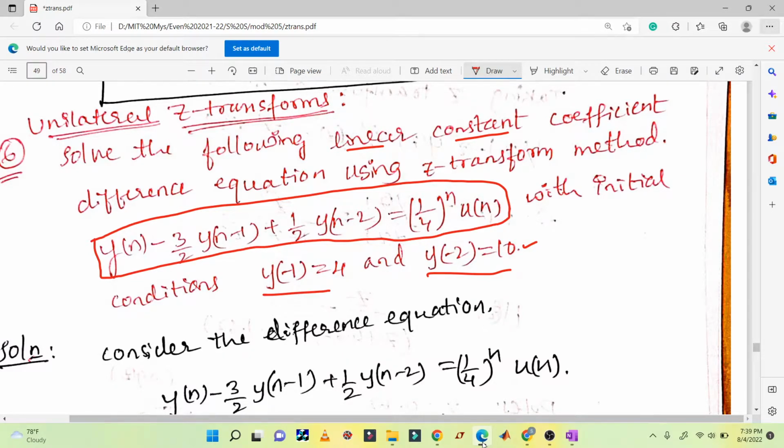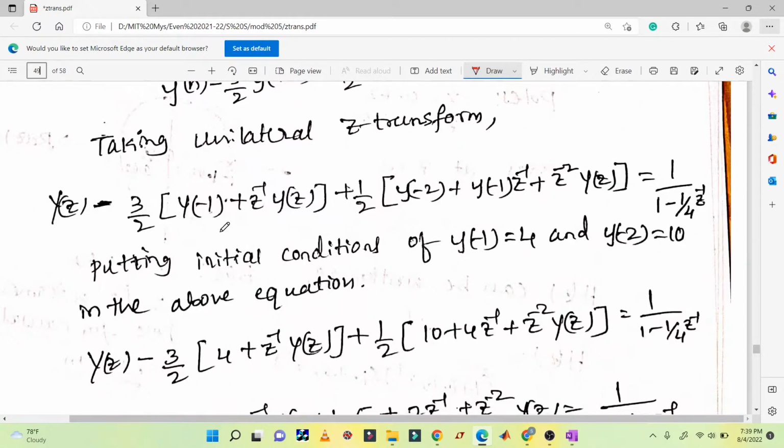For the normal Z transform, y of n minus 1 will be written as z inverse y of z. But for unilateral, y of n minus 1 is written as y of minus 1 plus z inverse y of z. You can see in this problem, this is the Z transform of y of n minus 1, and this is the Z transform of y of n minus 2. This is how we are going to deal with the Z transform from now onwards.